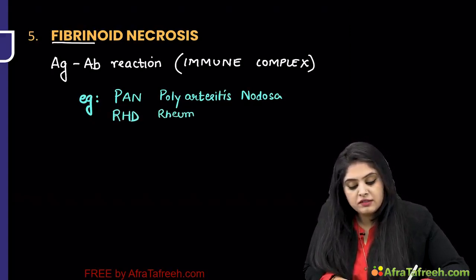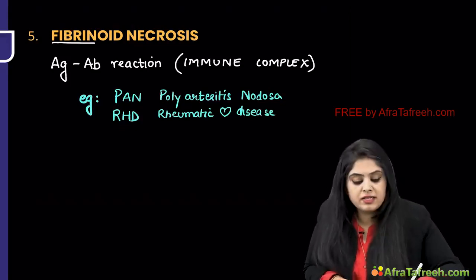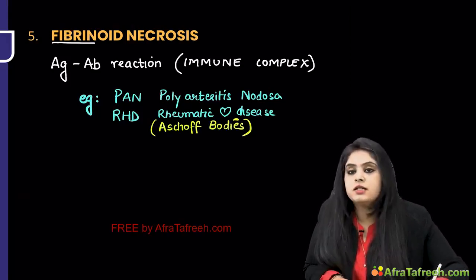That is referred to as rheumatic heart disease. Rheumatic heart disease because of streptococcus. What bodies are seen in rheumatic heart disease? The very famous bodies are the Aschoff bodies. Aschoff bodies are noted in rheumatic heart disease.